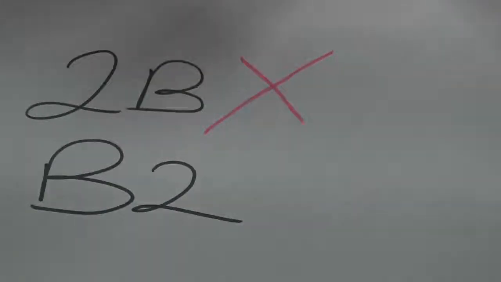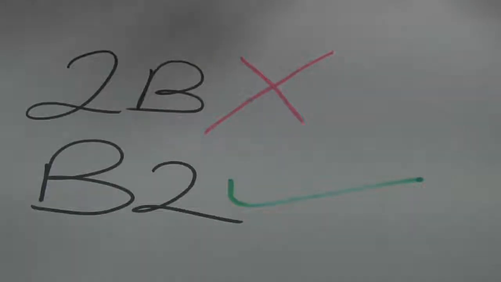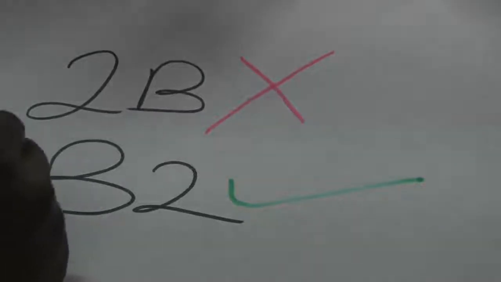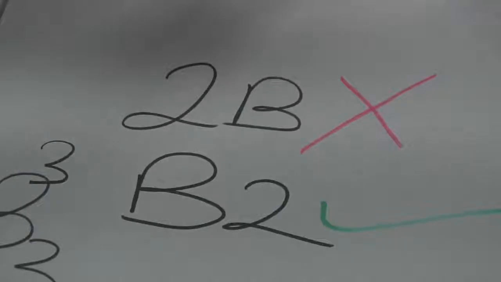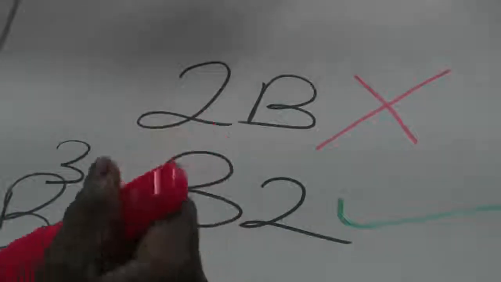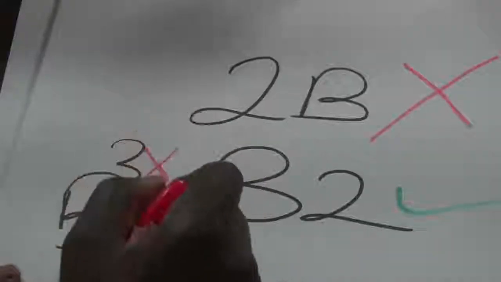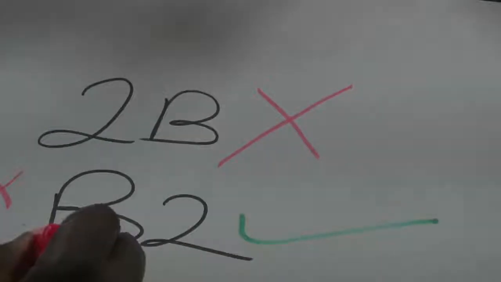Can you see the way I have written it? B2. You don't write it like this. If you write it like that, this is wrong. This is wrong, but this is correct. You don't write it like this, or like this. These are wrong ways of writing your cells. Don't write them like this. Do you understand? Yes.